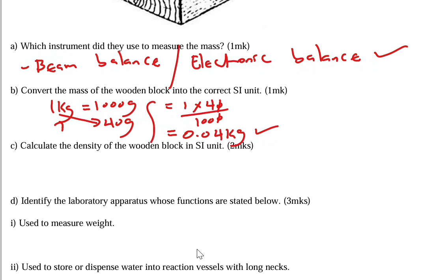Part C, calculate the density of the wooden block in SI unit. For us to get the density, it is very simple. The formula for density is equal to mass over volume. We have the mass here in SI unit already, so we have to get the volume in SI unit. The volume of this block will be length times width times height.